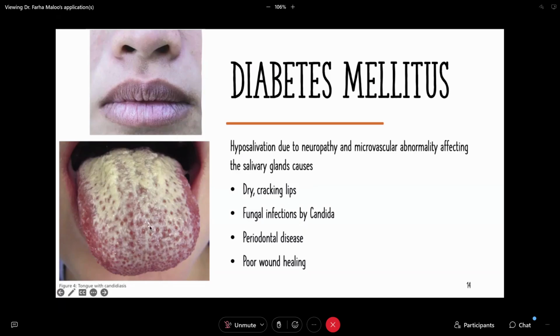This is the picture of a Candida affected tongue. Diabetes mellitus patients will have poor wound healing. So any ulcerations in the mouth will take a very long time to heal.